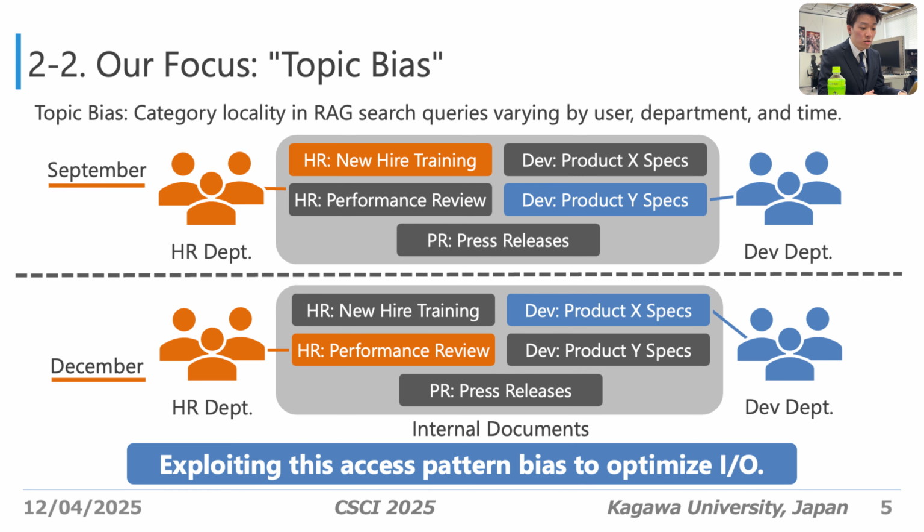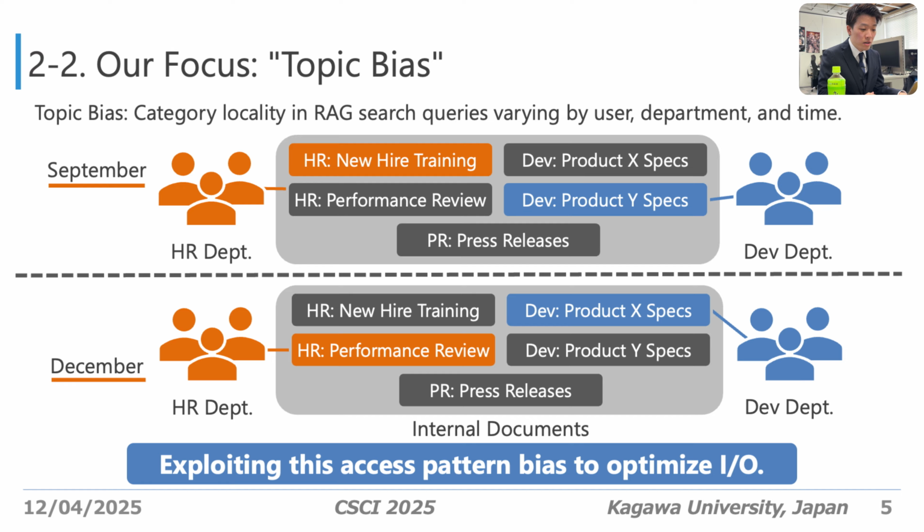To solve this problem, we focus on topic bias. In an organization, search queries are not random. They have category locality. This bias varies by user, department, and time. For example, in September, the HR department searches for new hire training. Meanwhile, the development department searches for product Y specs.